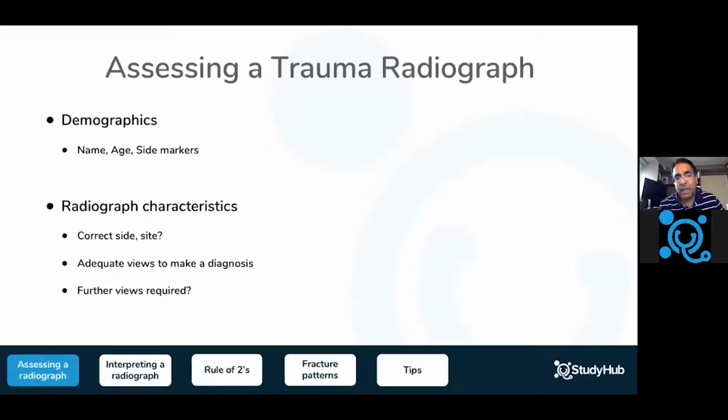And of course, the side marker. So for example, if a patient comes with a fracture of his left arm, somebody does a radiograph of the right arm and it says right as the side marker, and you go back to the patient saying, oh, everything is fine, don't worry about it, then obviously that's not good for the patient.